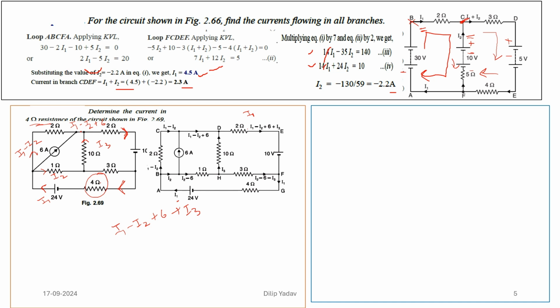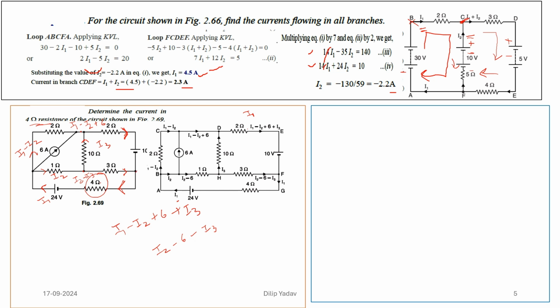Now if I have taken this I3, what will be the current here? We have taken this I2, and this was I3, so this will be equal to I2 minus I3. I2 is coming at this point, so I2 is positive, and it is going minus I3. It will go this way, and this was the total current. So I can say this will be I2 minus 6 minus I3.